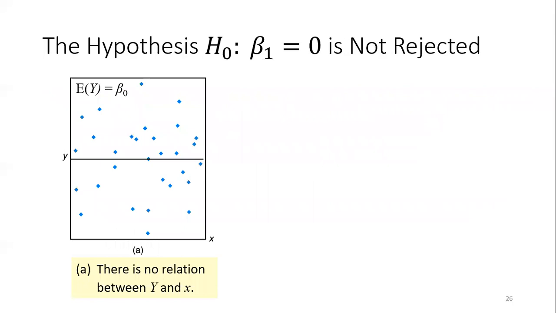Okay, so you can just see this in this scatter diagram. So here, there is no relationship between y and x. You see this? As x increases, there is no trend in y. It doesn't increase, it doesn't decrease. There is no change in y in terms of x. Okay? So this is the first case.